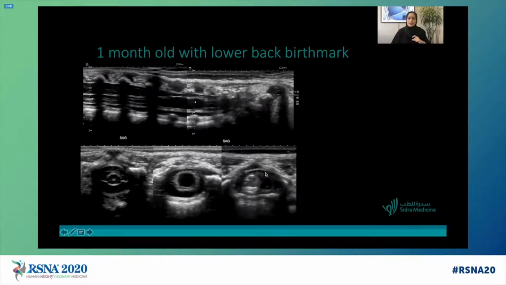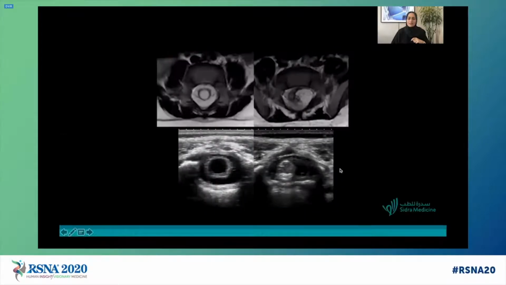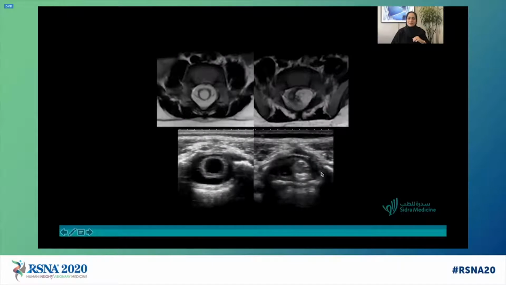And if you go further down, you see the cord adherent to this hyperechoic mass, which we know likely represents an intraspinal lipoma. We do an MRI, a sagittal T1 and a sagittal T2 of the same patient, and we can see a tethered cord with distal syrinx adherent to an intraspinal lipoma. Again, it's the same patient. If I were just to flip the ultrasound, you can see how well they correspond to one another.